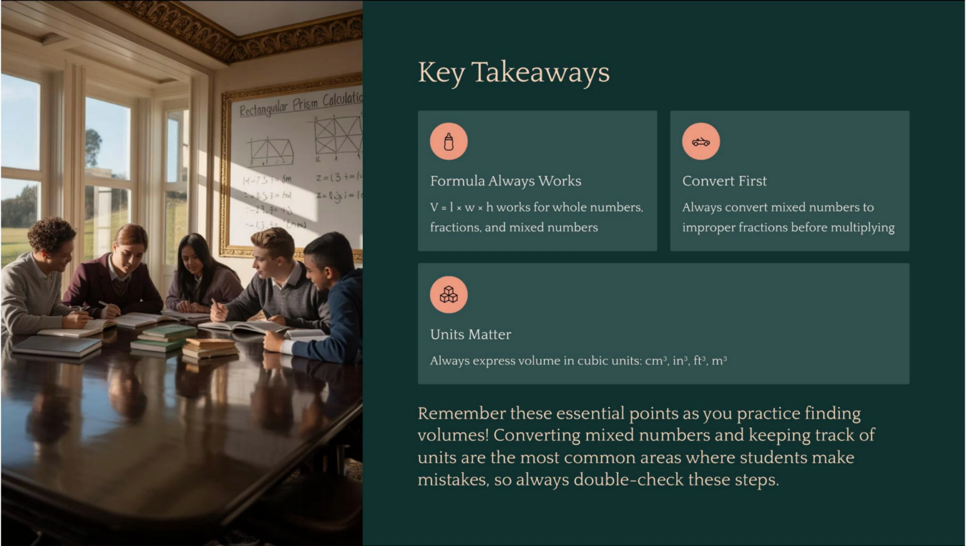Let's quickly review the big ideas. First, the simple formula V equals L times W times H still applies, even with fractions. Second, the single most important action is to convert all mixed numbers to improper fractions before you multiply. Finally, never forget your units. Volume is a 3D measurement, so your answer must be in cubic units, like centimeters to the power 3.